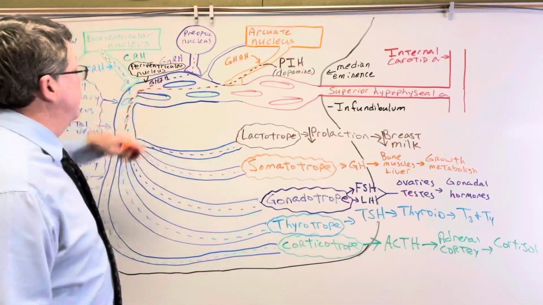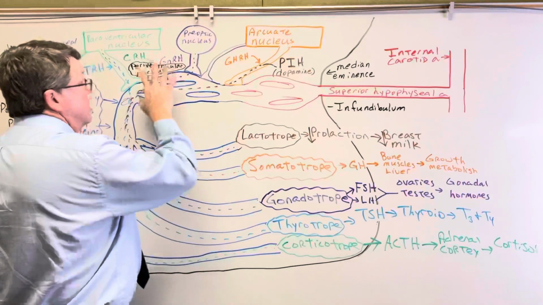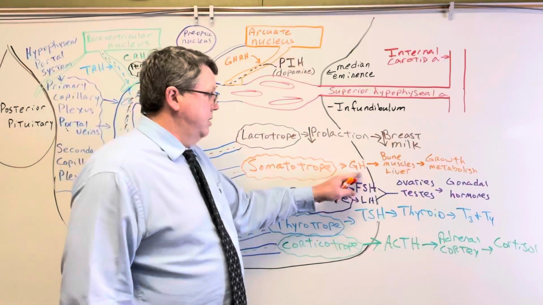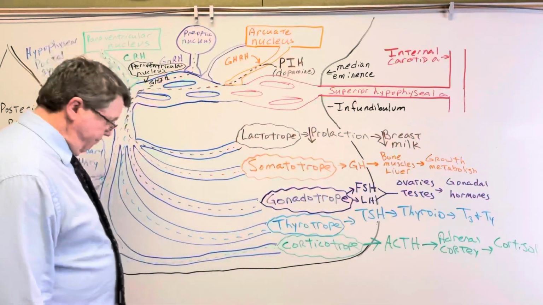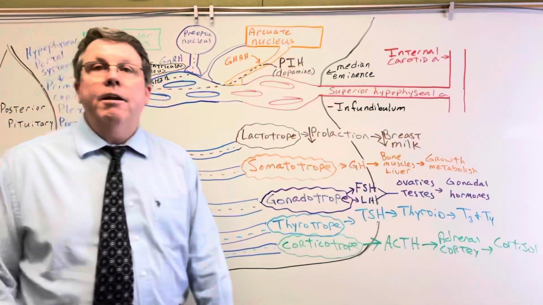One last thing I forgot to say is that GHIH is also known as somatostatin, right, because it stops GHRH from being released. It stops the release of growth hormone, right? So that's it for the anterior pituitary gland.